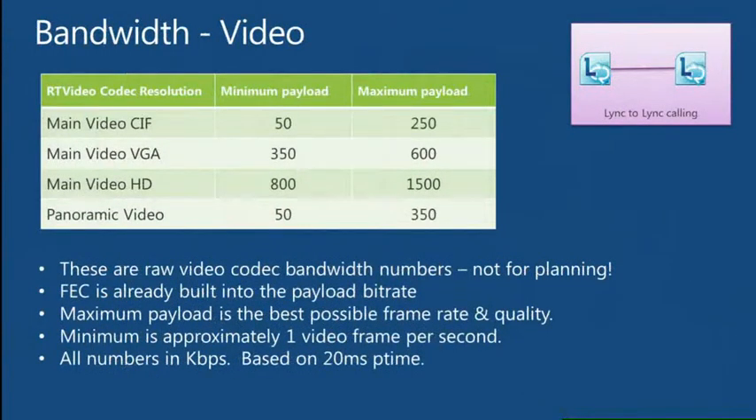With video, that forward error correction piece is actually built into the video codec that we use. And so with video, the question is less around scenario and a little bit more around what quality you're expecting. There are 3 different levels of quality for peer-to-peer. For conferencing, it's typically going to be VGA or CIF quality video. There's no HD quality video in Lync 2010. But again, I'm sorry, these are raw numbers.